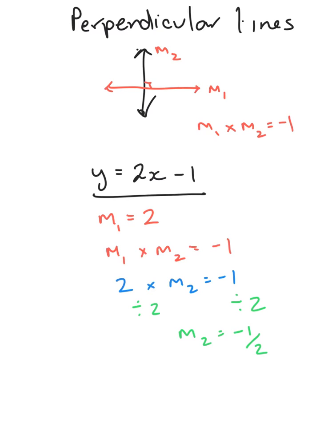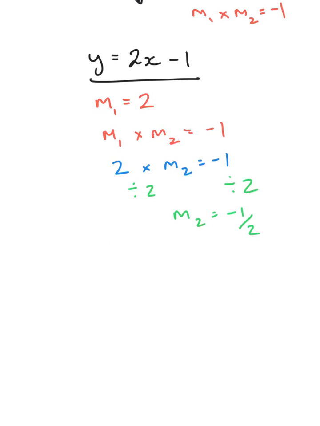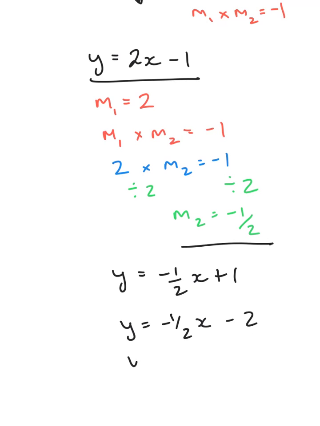Therefore, I can write the equation of any line, and it will be perpendicular to y equals 2x minus 1, provided it has a gradient of -0.5. For example, y equals -0.5x plus 1, y equals -0.5x take 2, y equals -0.5x plus 100.